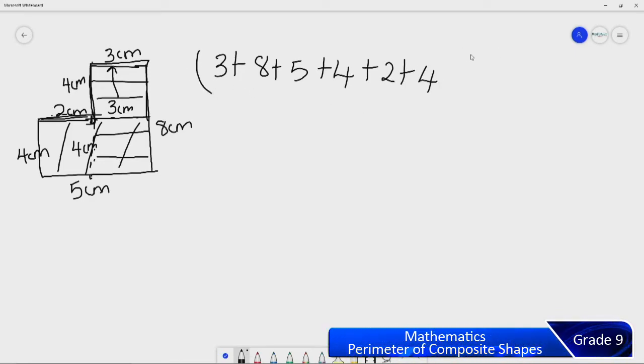And all of this would still be in centimeters because that's the unit. So when we sum all of these lengths together, we find that it is equal to 26 centimeters. So that means that the perimeter of this composite shape is equal to 26 centimeters.